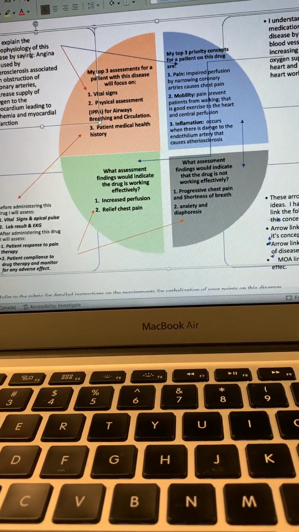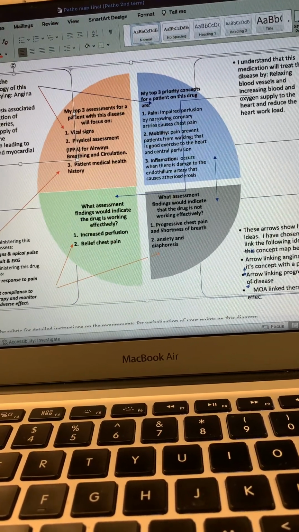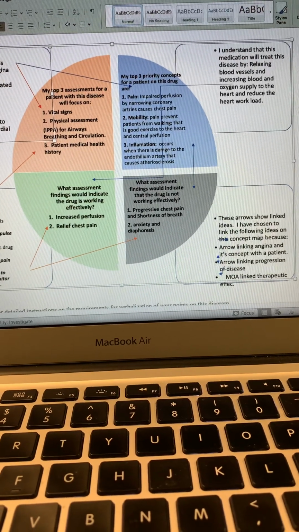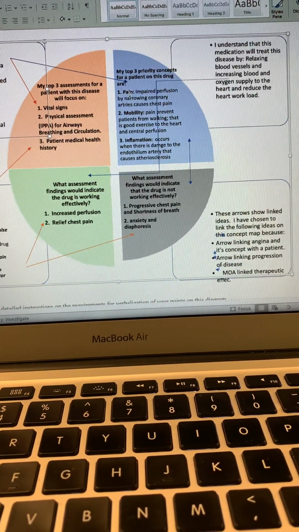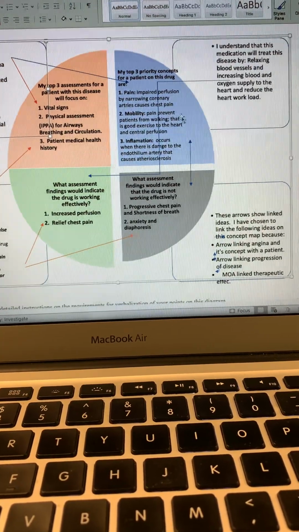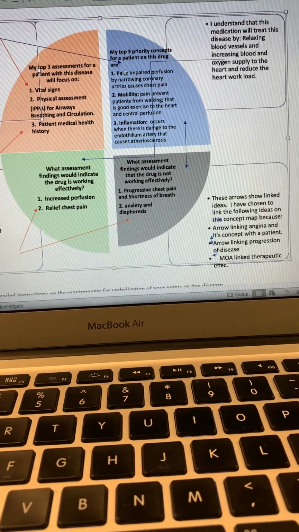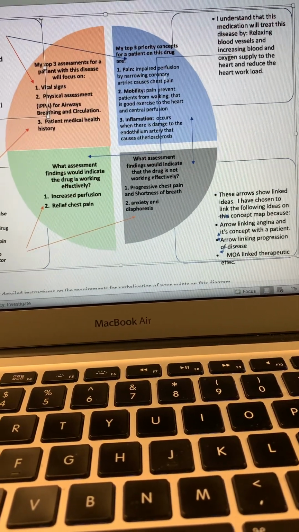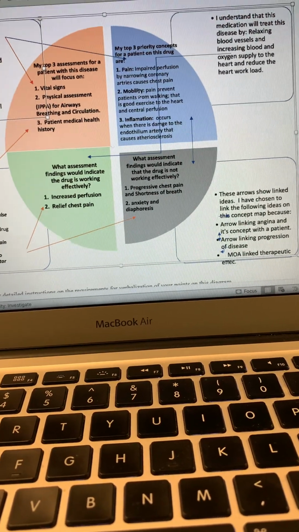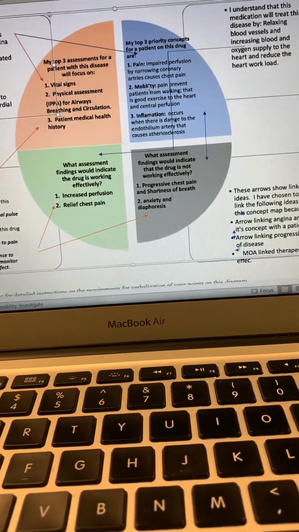So if you have angina, there are some concepts surrounding angina. On the top right, in this blue house, we have three concepts: pain, mobility, and inflammation. How does this relate to angina as a concept? If you have angina, definitely you're going to have pain because of the impaired perfusion and the narrowing of the arteries. That narrowing of the arteries and the pain is going to lead to immobility.